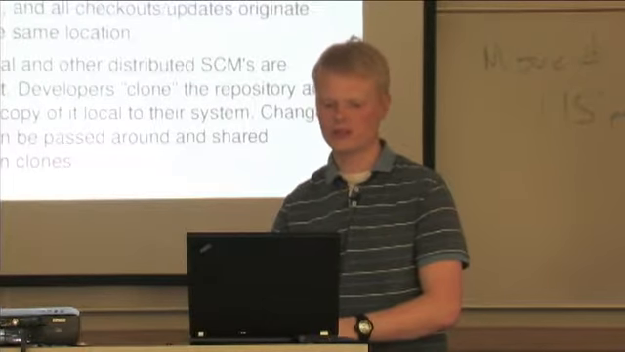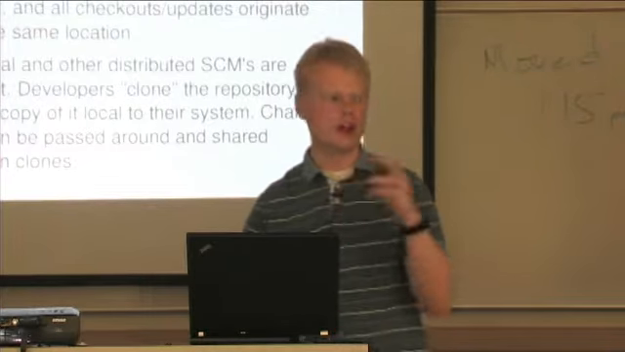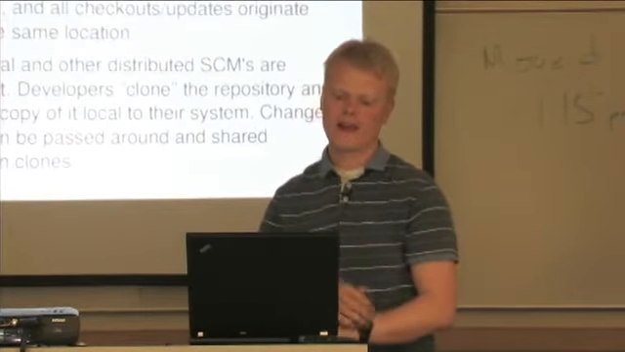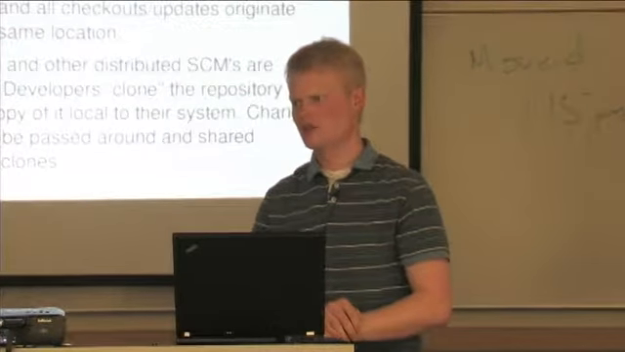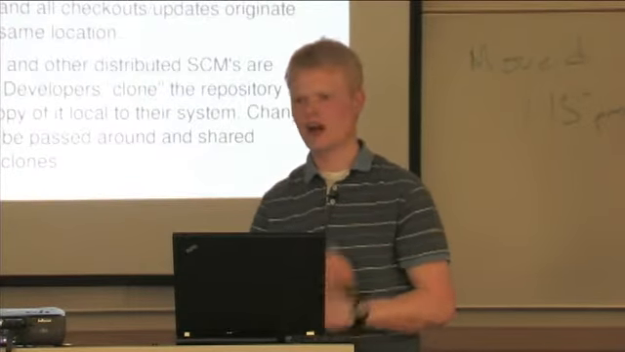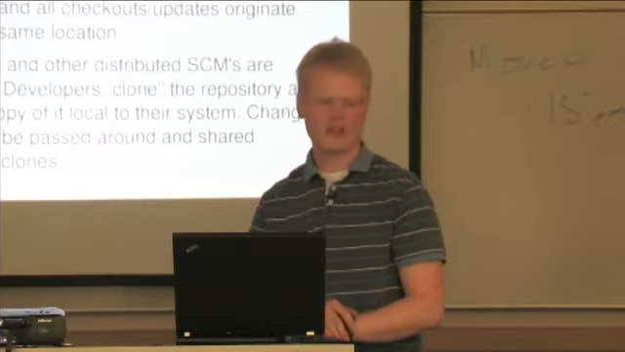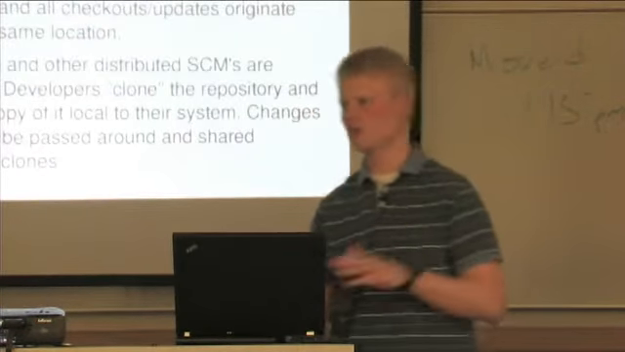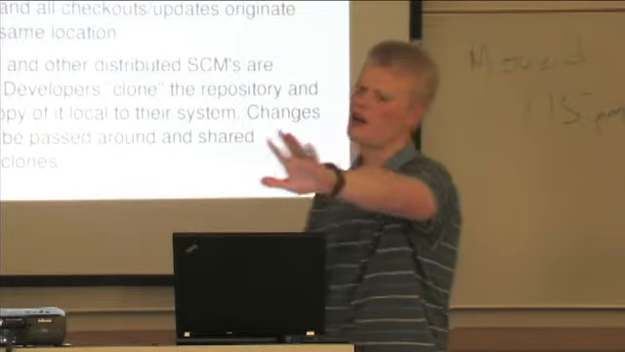Mercurial and other distributed SCMs are different. Developers will clone the repository. So they basically get a copy of the entire repository, and they have it locally on their system. So blames, updates, things like that all happen first locally on the system. And then changes can be passed around between the clones. That's called pushing or pulling. You push changes to Brady, or he can pull from me.